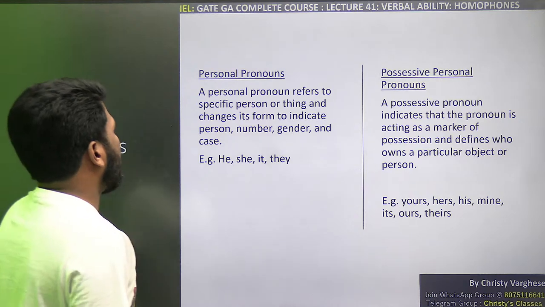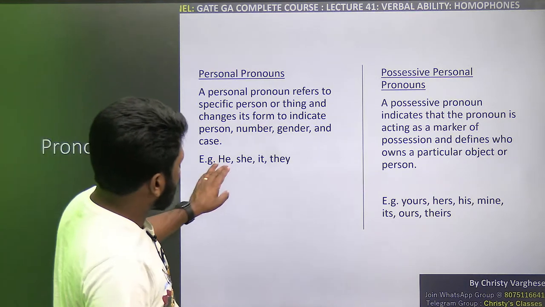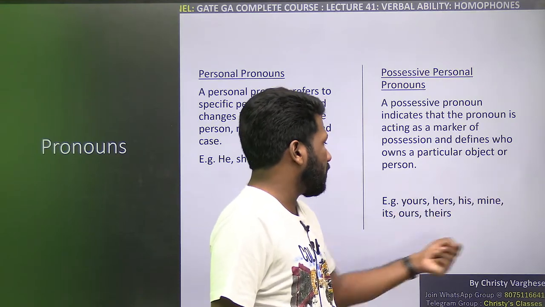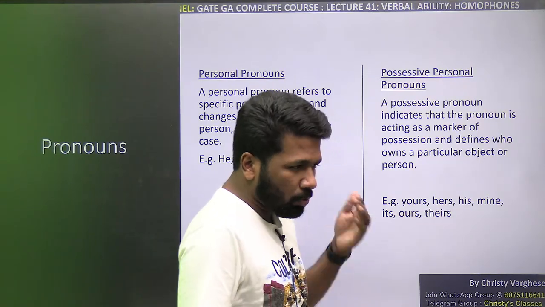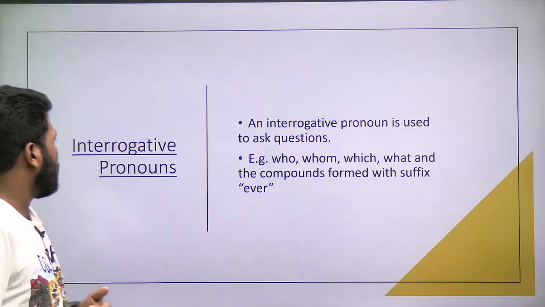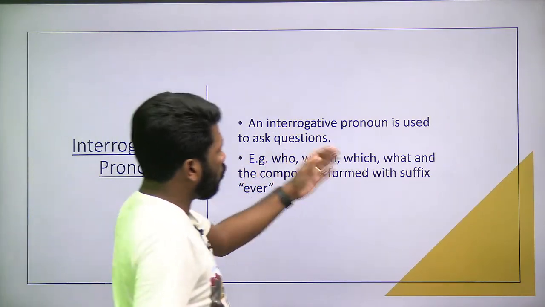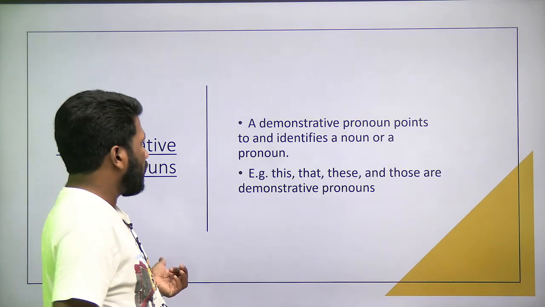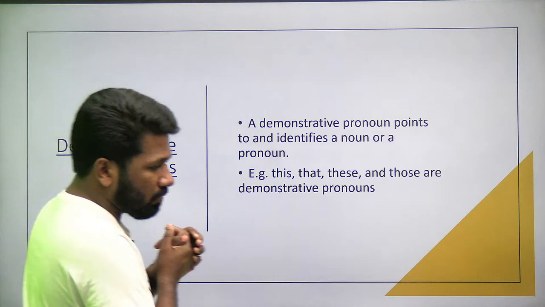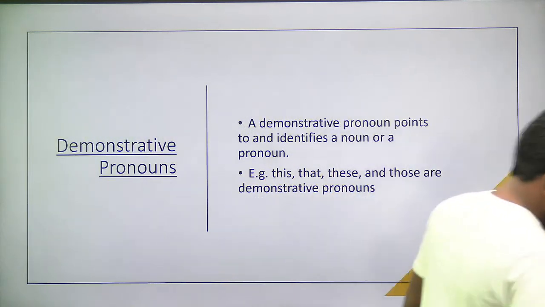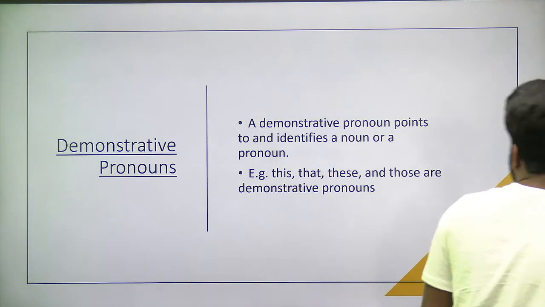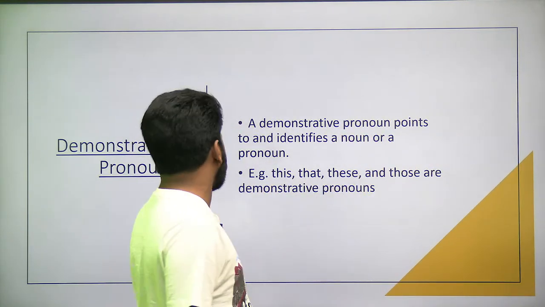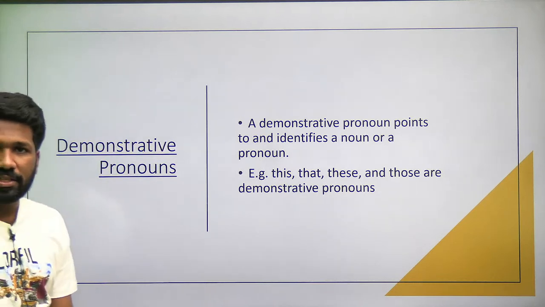There are different types of pronouns. Personal pronouns like he, she, it, they. Possessive pronouns, that is yours, hers, his, mine, its, ours. I will share all these notes, and you can read more then. Then interrogative pronouns are there: whom, who, which, what. And demonstrative pronouns are there. Demonstrative pronouns are pronouns which point to or identify a noun or a pronoun: this, that, these, those, etc. This is a car.